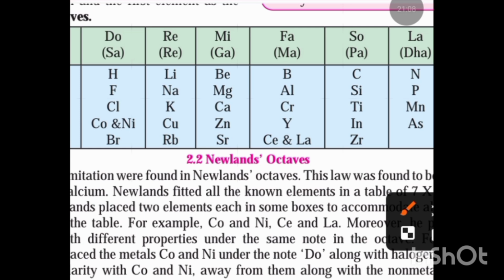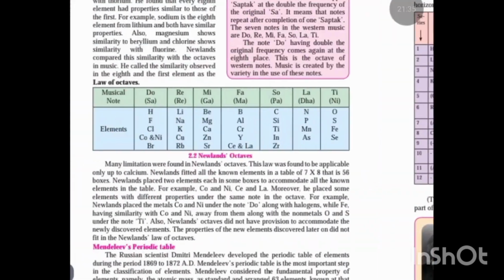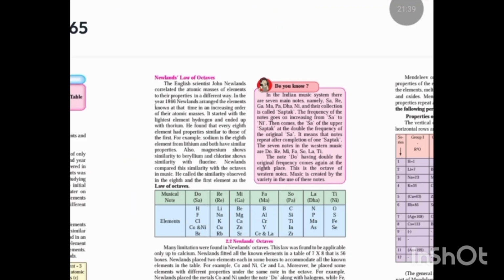There were no provisions for newly discovered elements in the Newlands octaves. So newly discovered elements, like helium after the 18th century, when the noble gases started being discovered, had no place. If there is an element like helium, there was no place for it, no place for newly discovered elements in the Newlands octaves.